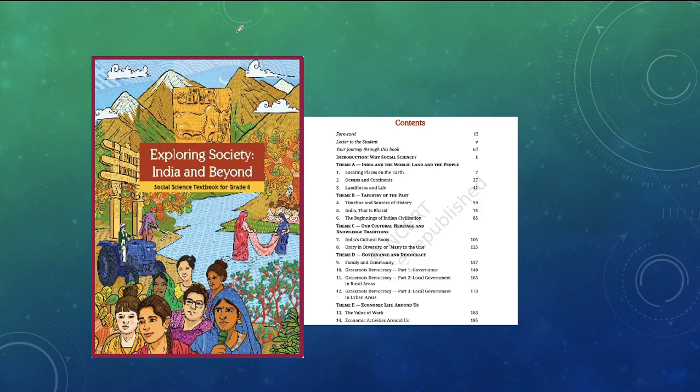So first we will discuss the book list. With respect to the book list, we will first be covering the must-read NCERTs. If you look at the 6th standard Exploring Society, India and Beyond, in this particular NCERT, looking at Theme C, you need to cover chapter number 7 and chapter number 8. These are very important for your art and culture segment.